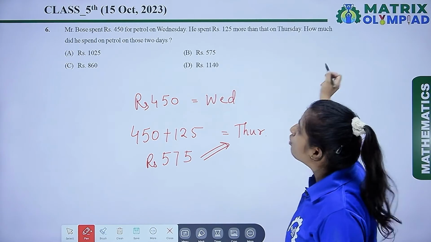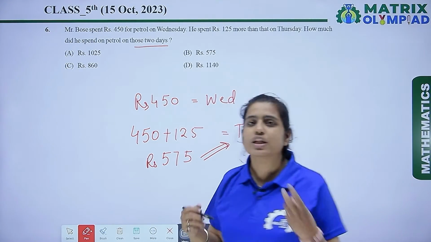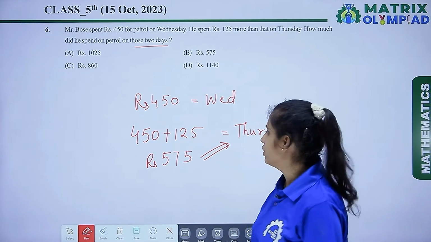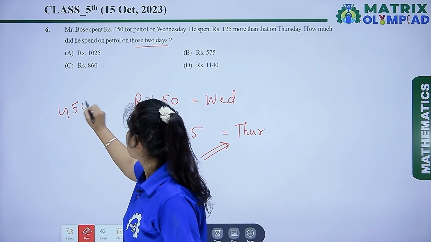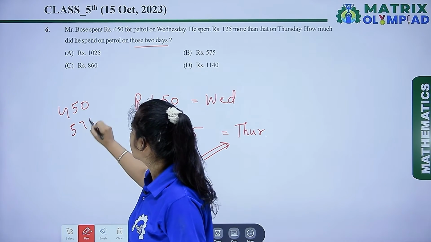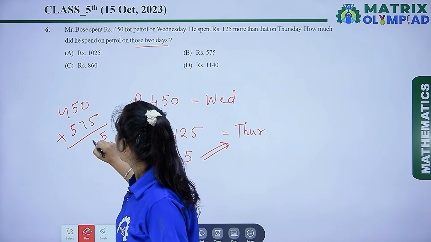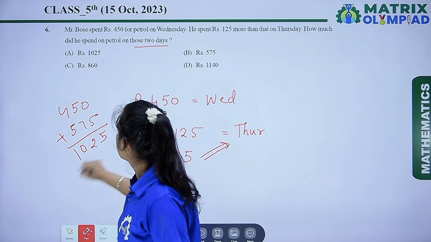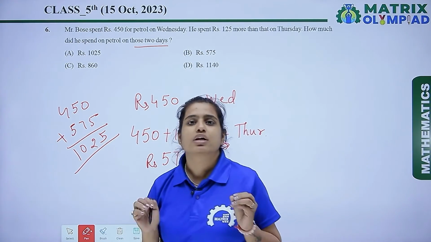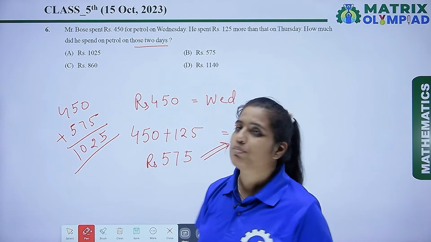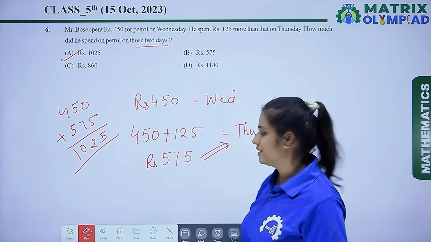लास्ट में कहता है हाउ मच डिड ही स्पेंड ऑन पेट्रोल ऑन दोस 2 days. इन 2 दिन में टोटल उनका कितना खर्चा हुआ. So we have to just add 450 and 575. Addition के बाद आपको मिलेगा 1025. Then 1025 is the total amount that was spent by Mr. Bose. So here option A is the correct answer.